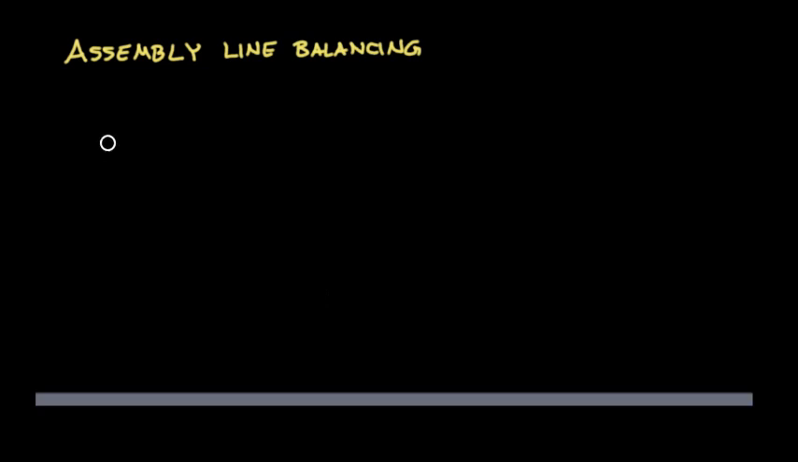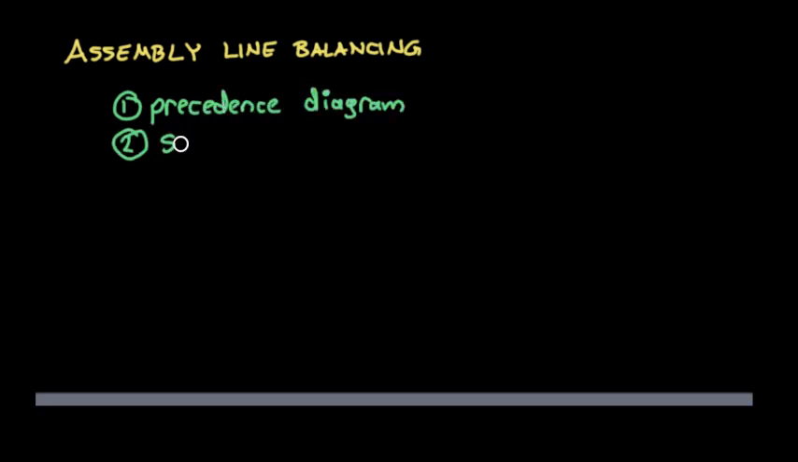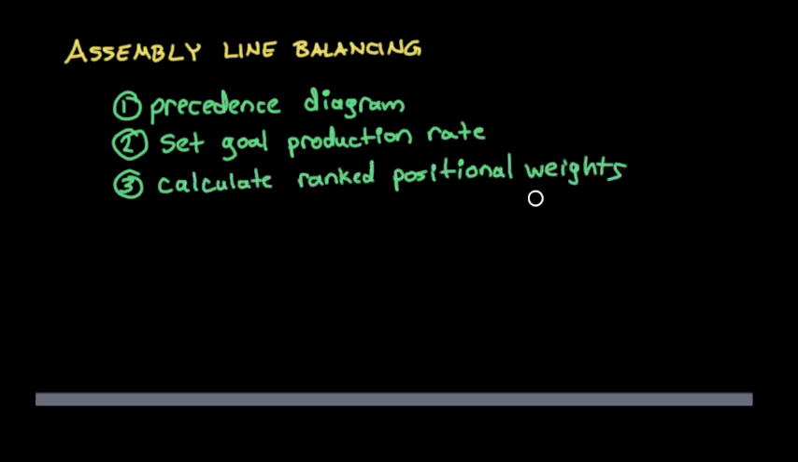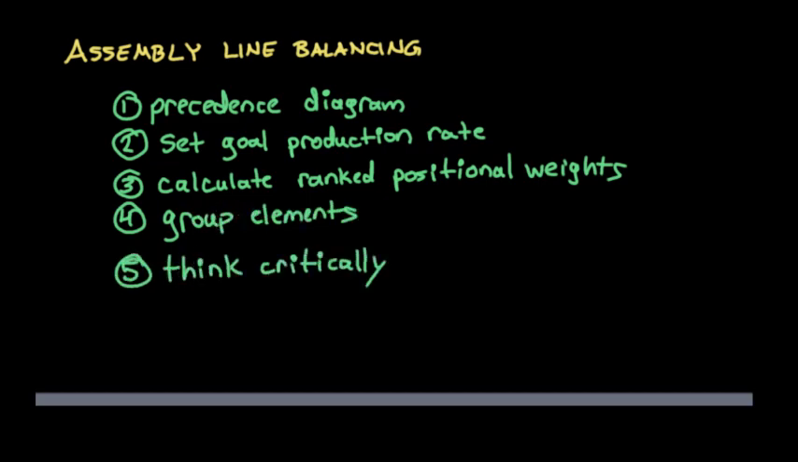And to design it, we're going to follow 5 steps. Number 1, we're going to make a precedence diagram. We'll talk about what that is. Number 2, we're going to set our goal production rate. 3, we're going to calculate ranked positional weight, and I'll define that as well. 4, we're going to group our elements together. 5, we're going to think critically. All right, precedence diagram, here we go.